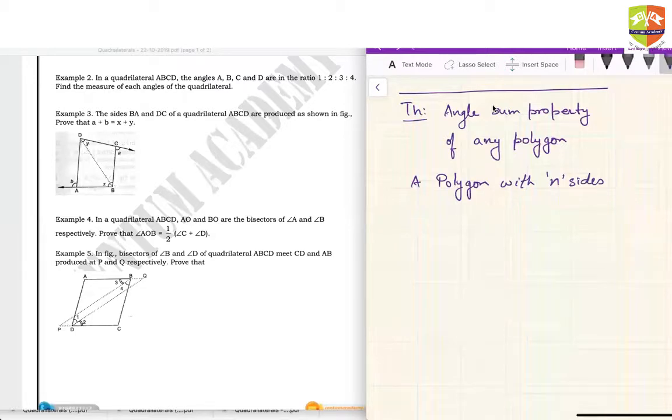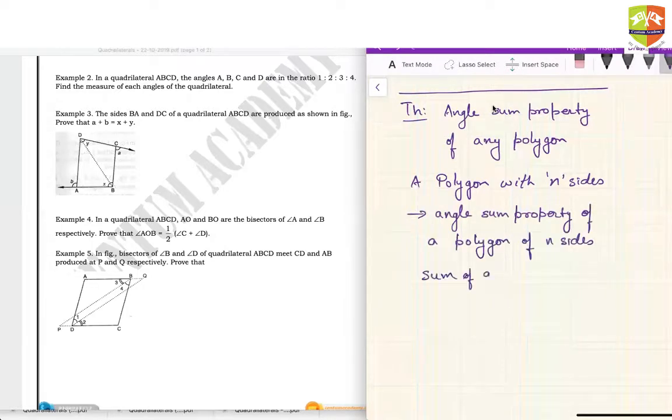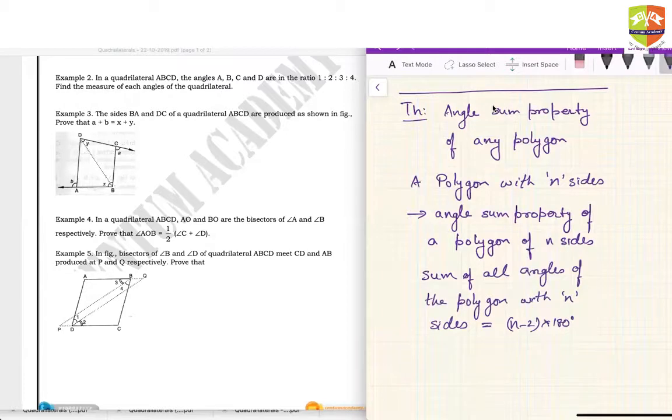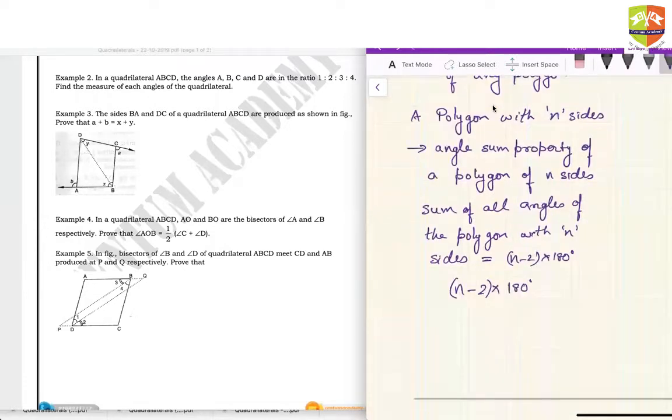So a polygon with n sides. The angle sum property of a polygon of n sides is nothing but: the sum of all angles of the polygon with n sides is equal to, how much is it? Anyone knows? (n minus 2) times 180 degrees. Please remember, I'm writing (n minus 2) times 180 degrees. This is the generalization of this particular theorem.